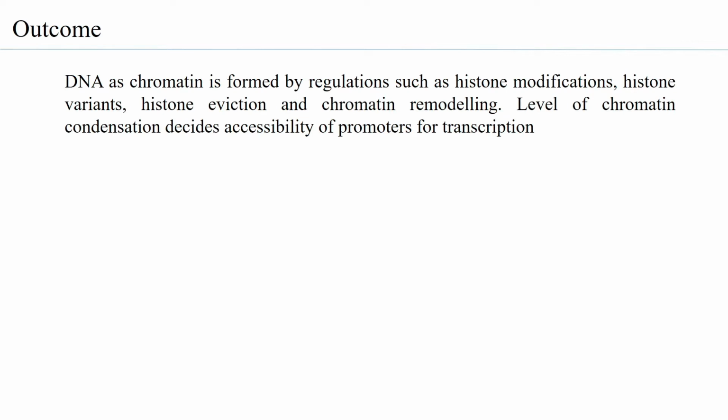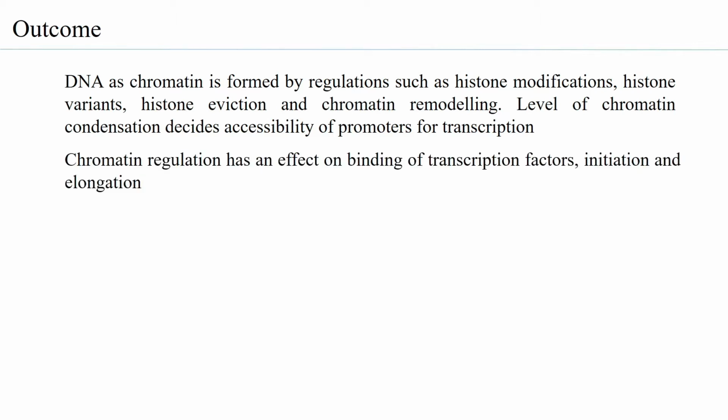So let us look at the learning outcomes of the session. DNA as chromatin is formed by regulations such as histone modifications, histone variants, histone eviction, and chromatin remodeling. And the levels of chromatin condensation decide the accessibility of the promoters for transcription. So chromatin regulation has an effect on binding of the transcription factors. It has an effect on transcription initiation as well as elongation.